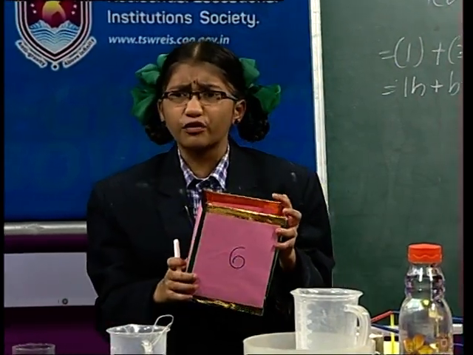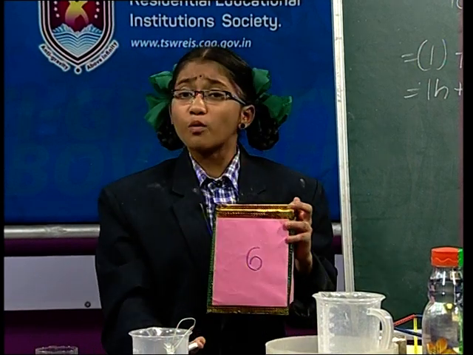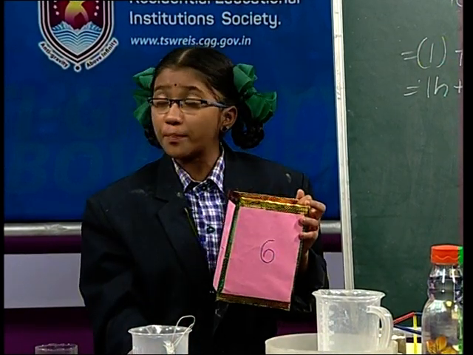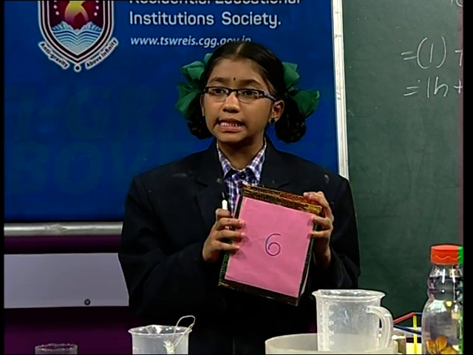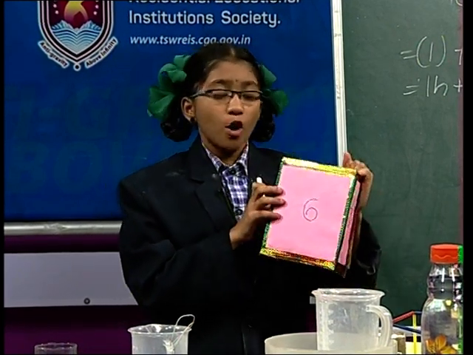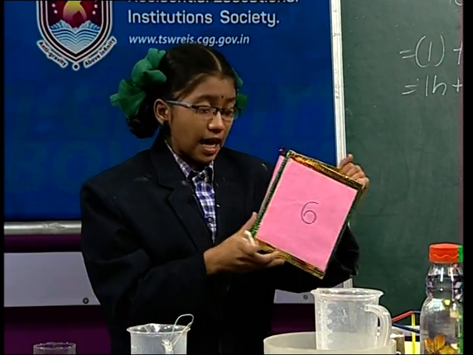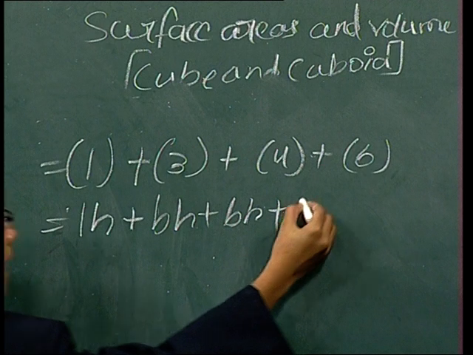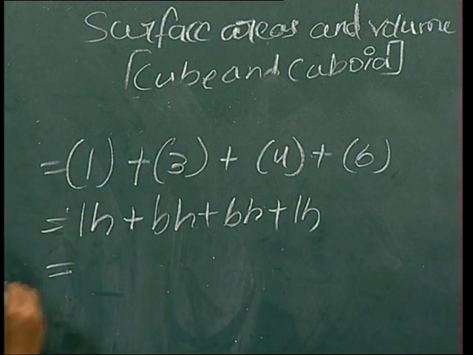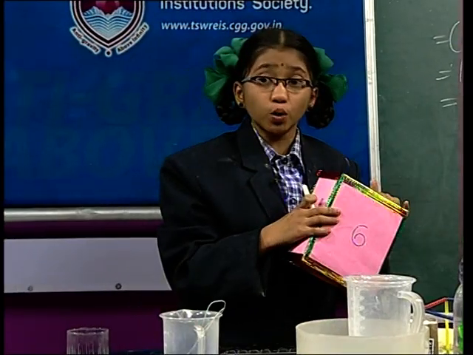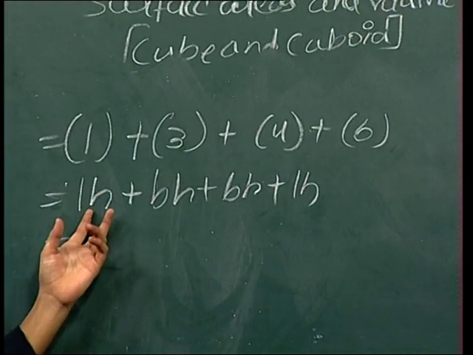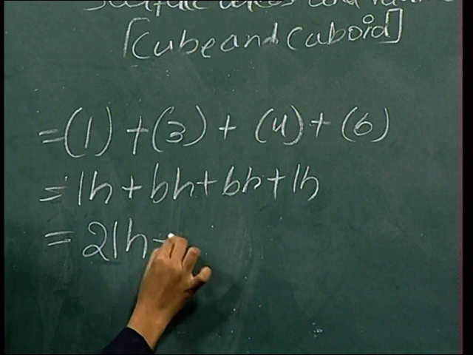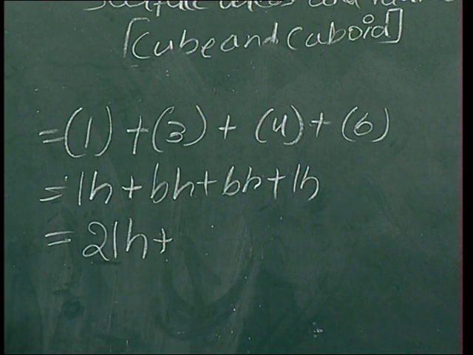Plus the sixth face. Do we have to consider the fifth face? No. Why? Because we have to eliminate the top and the bottom. That's why we do not consider the second and fifth. So next, the sixth face is opposite to the first. So one is LH. So LH is repeated 2 times, so 2LH. Plus BH is also repeated 2 times.